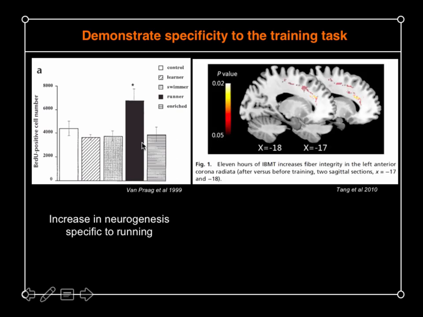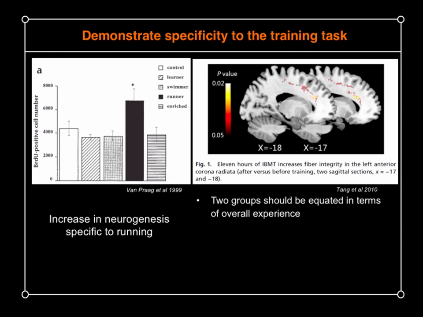Now, here's a human imaging case where the conclusion is that 11 hours of IBMT, which is integrative body-mind therapy, increases fiber integrity in the left anterior corona radiata. And this is relative to a group of controls. So they have a control group, but the problem is that if you don't give the control group a task, there might be confounds that are emerging from that.